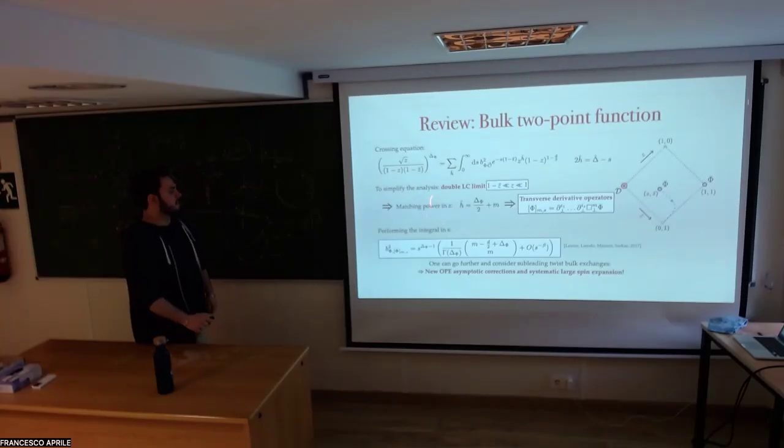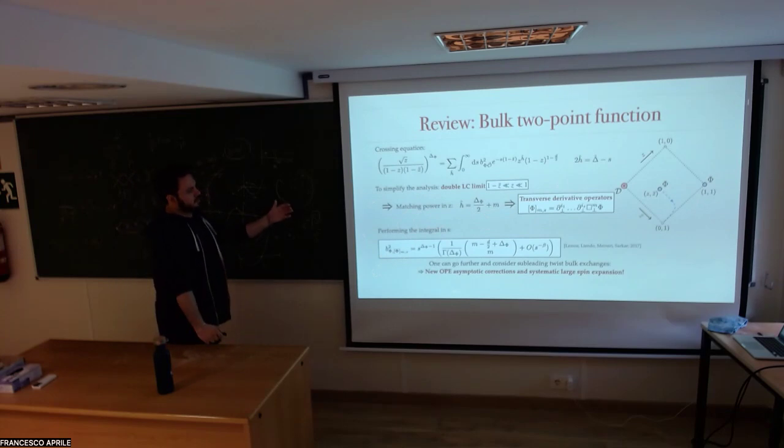By bringing this information back in the crossing equation, we can perform the integral in the transverse spin, and we can solve the equation to extract the relevant CFT data, which is the bulk-to-defect coupling between these transverse derivative operators and the external bulk field, and this is just some power law in the transverse spin. Obviously, this was done at leading order in the twist in the bulk channel. So in theory, one can go further and consider subleading twist bulk exchanges and obtain new asymptotic corrections.